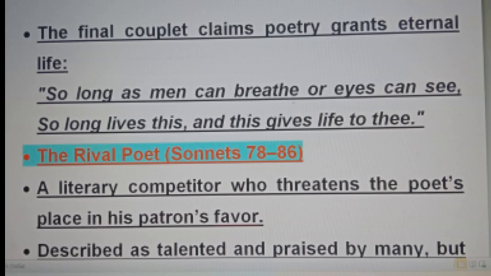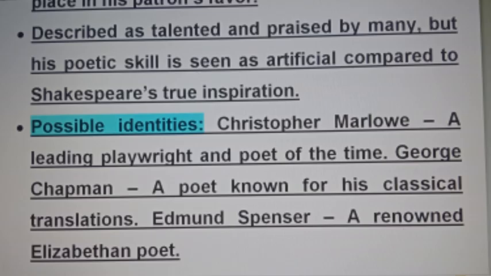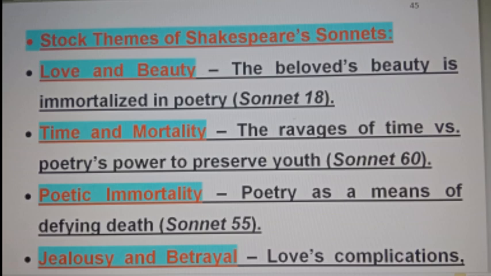The rival poet, sonnets 78 to 86. A literary competitor who threatens the poet's place in his patron's favor. He is described as talented and praised by many, but his poetic skill is seen as artificial compared to Shakespeare's true inspiration. Possible identities of the rival poet can be Christopher Marlowe, a leading playwright and poet of the time, or George Chapman, a poet known for his classical translations, or it can also be Edmund Spenser, a renowned Elizabethan poet.